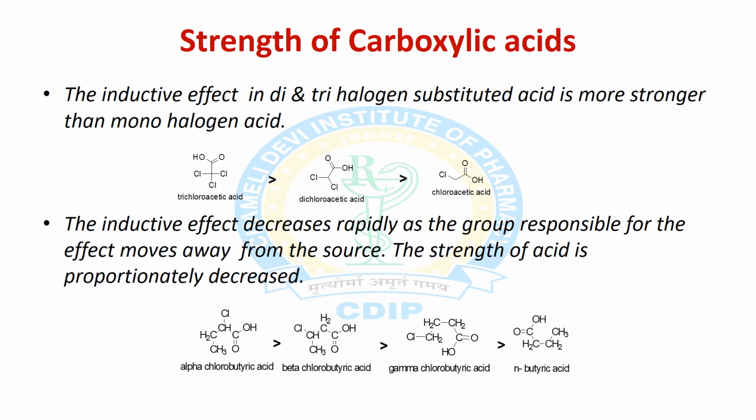It is high because of 3 electron withdrawing groups, chlorine moieties, and if you compare the dichloroacetic acid, the acidity would be less as compared to the trichloroacetic acid, and likewise the acidity of the chloroacetic acid would be much less compared to the dichloroacetic acid.